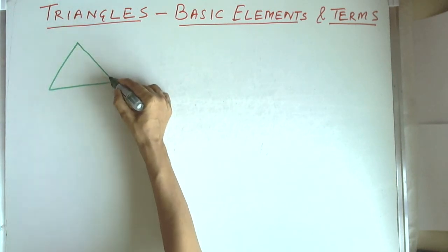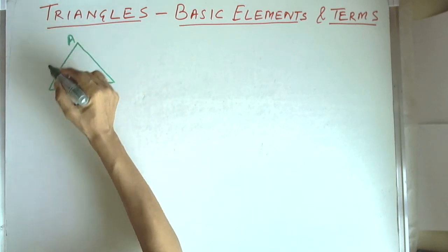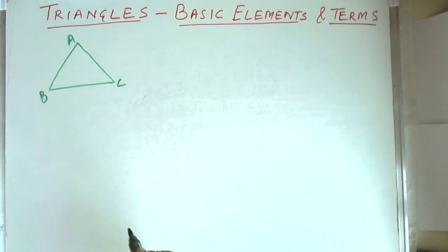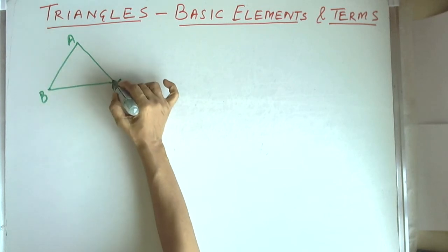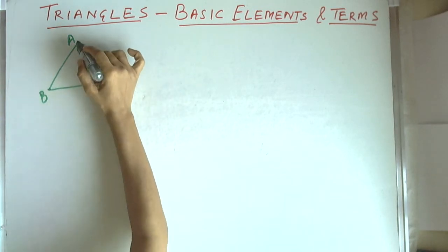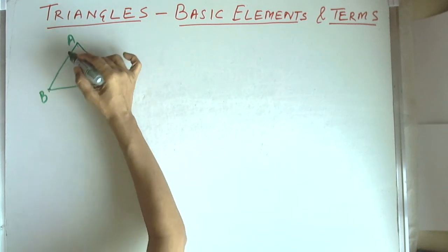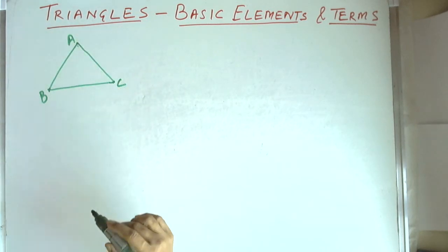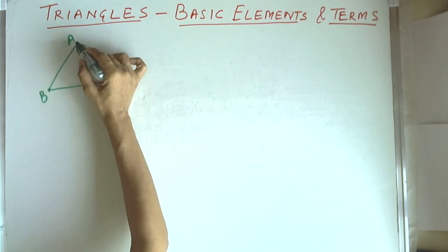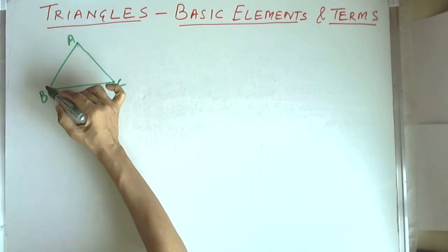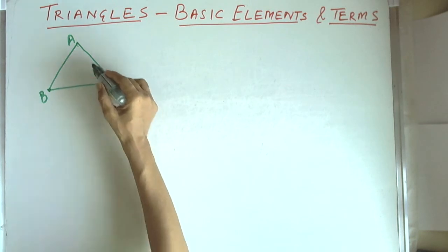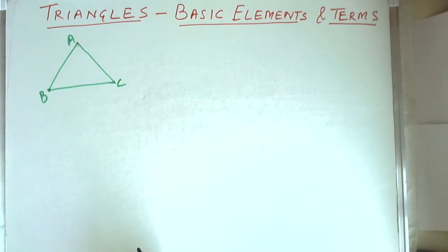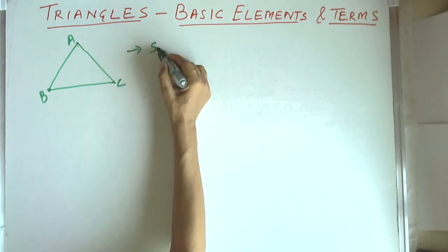So the triangle is ABC. There are three line segments. And why do we call them line segments and not lines? The correct terminology is line segments because they are lines which are bound by two points. So AB is a line which is definitely bound by two points A and B. Similarly, BC is another line from point B to point C, and AC is the third line from point A to point C.